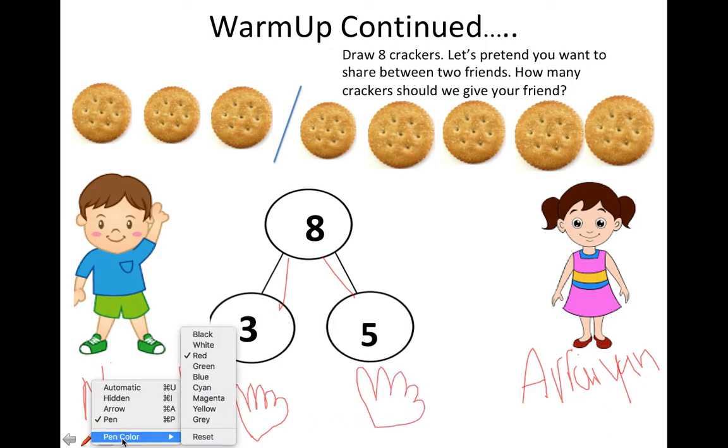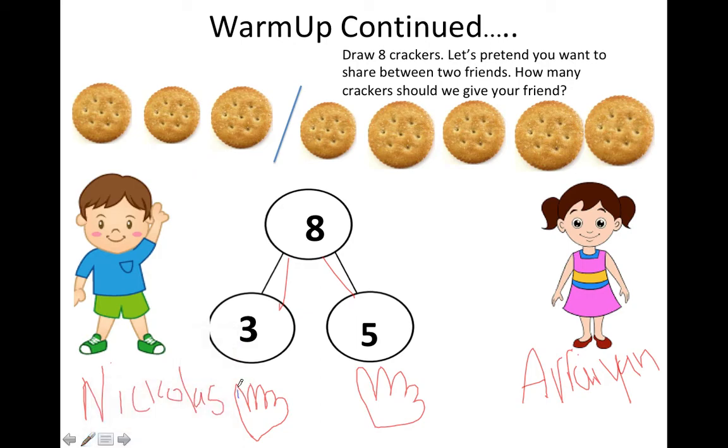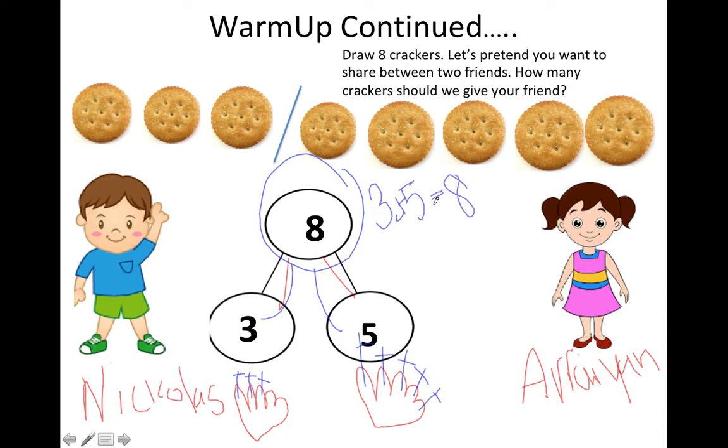I'm going to change the color to show that these are the cookies. So I have 1, 2, 3 cookies for Nicholas, and for Arian 1, 2, 3, 4, 5. Now I'm going to count the line to show if 3 and 5 really make 8 or not. So I have 1, 2, 3, 4, 5, 6, 7, 8. So 8 as a whole gets cut into 2 parts. I have 3 cookies and 5 cookies. So we definitely know that 3 and 5 makes 8.